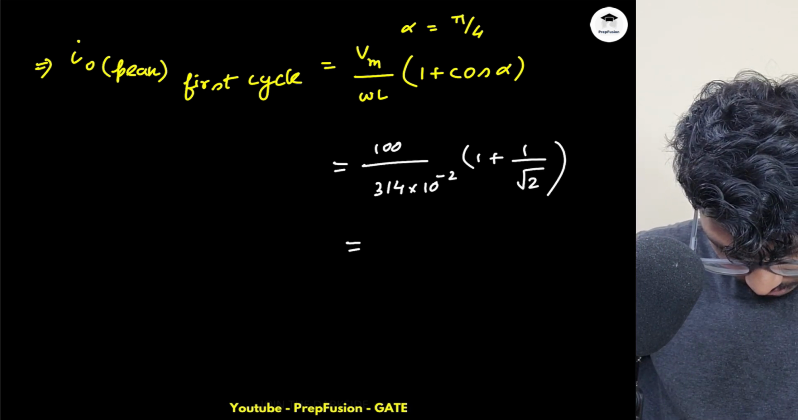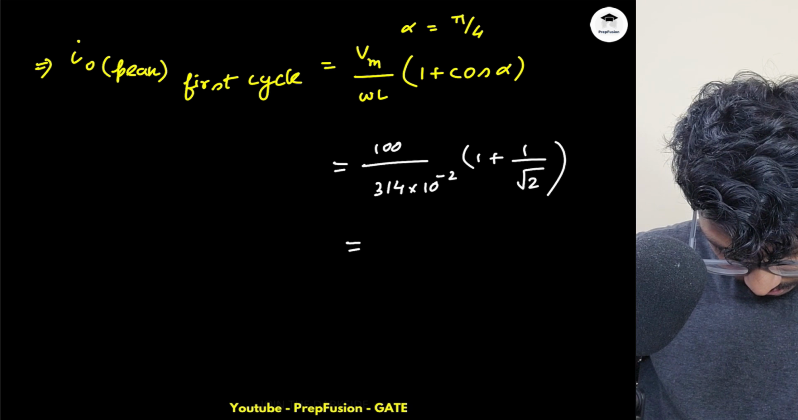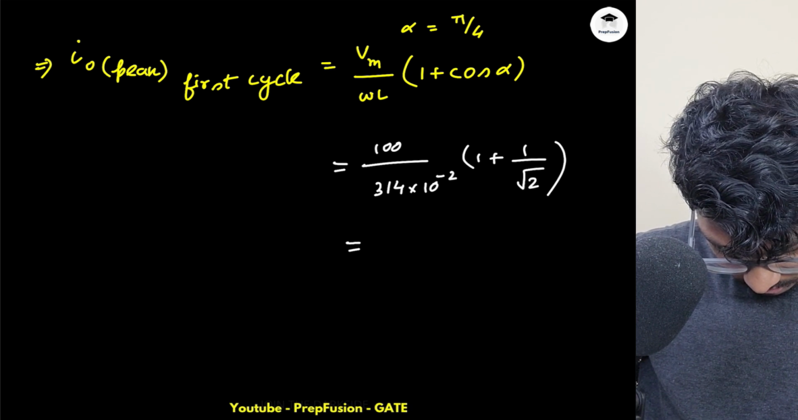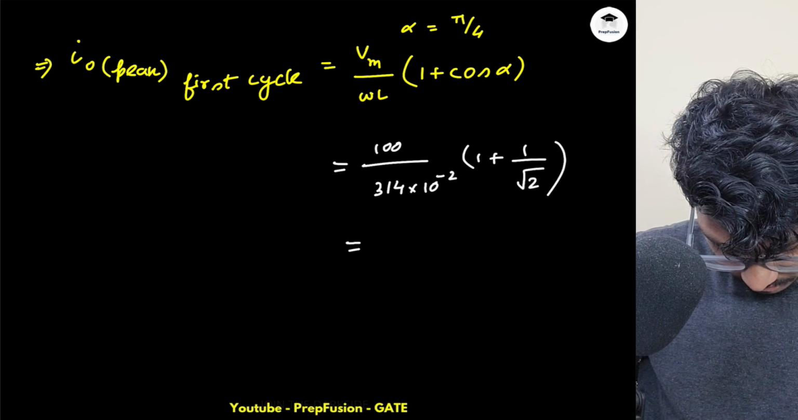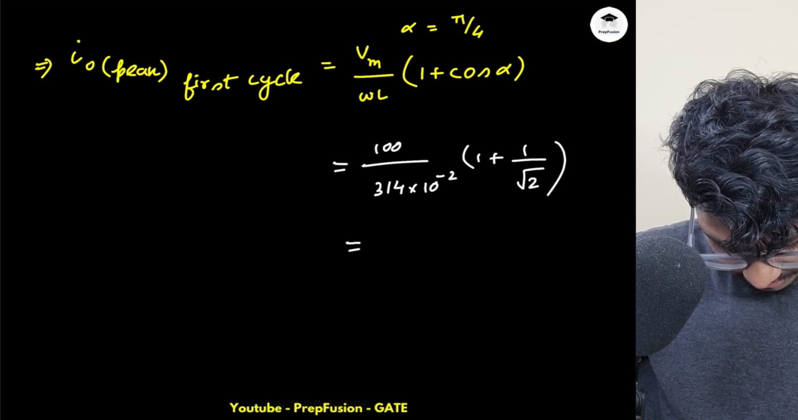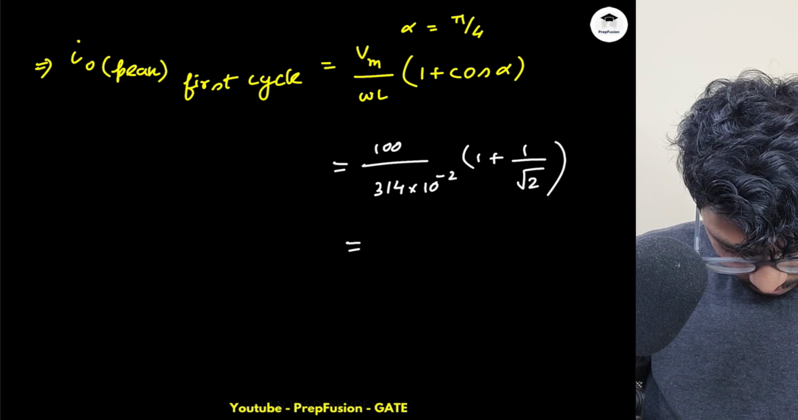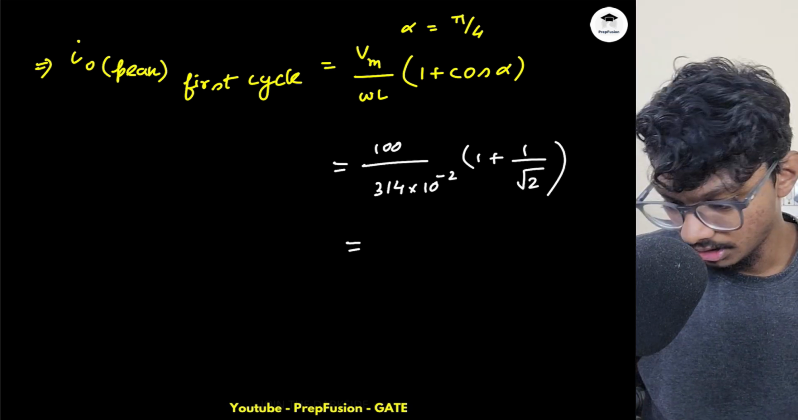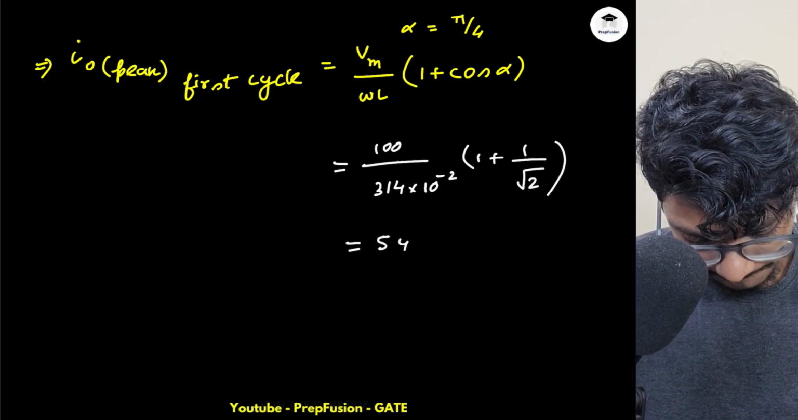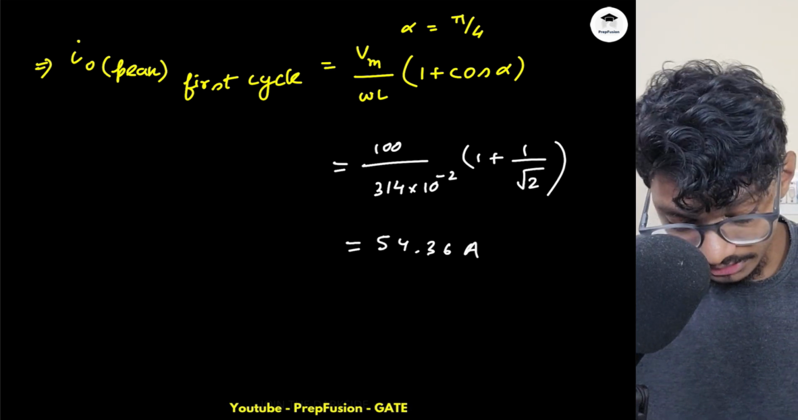This will be 100 upon 314 into (1 plus 0.7). Okay, sorry, everything got messed up. So 1 divided by root 2 plus 1, into 100, divided by 314. So this will be almost equal to 54.36. Okay, this is for the first cycle.